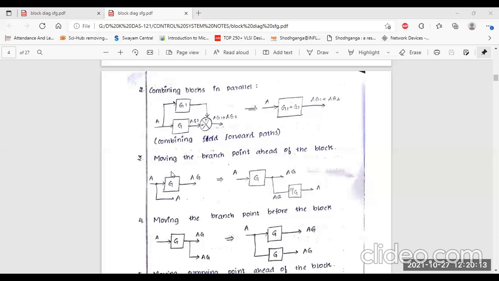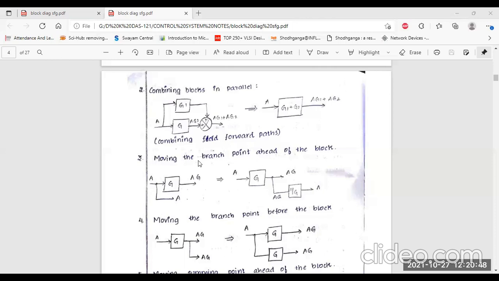Next one, number 3, moving the branch point ahead of the block. Here you can see this is one required diagram you are given. This is the input A. This is G, the controller part. Another one is a branch. As I told you, the branch comes from this input and is divided into two, 1 and 2. The output coming is also AG.